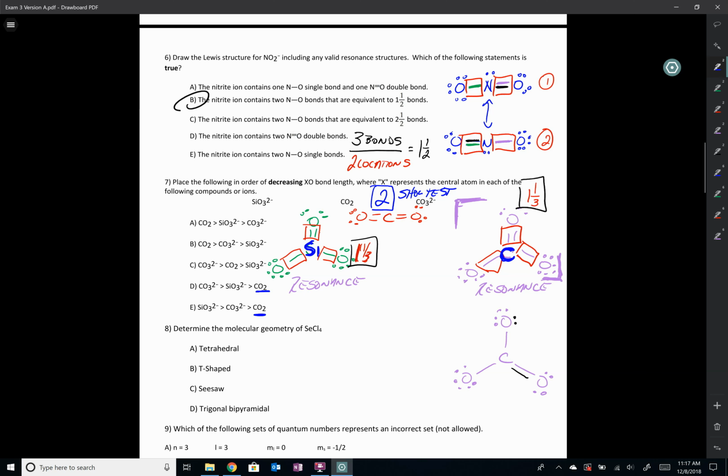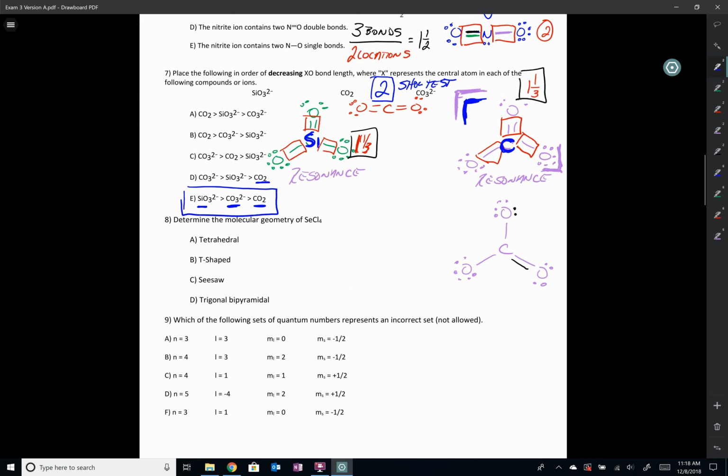Which means that our buddy over here, CO3, even though it has a bond order of 1 1/3, is going to be a shorter 1 1/3 than SiO3 because of radius. So my answer here is going to be that one. You have to look at bond order, and you have to look at atomic radius. So radius and bond order are going to give you an answer, telling us about bond length.